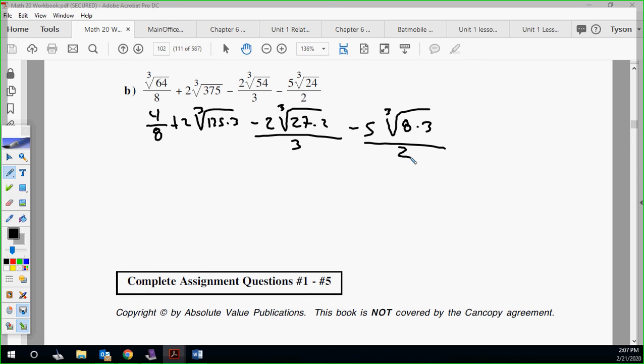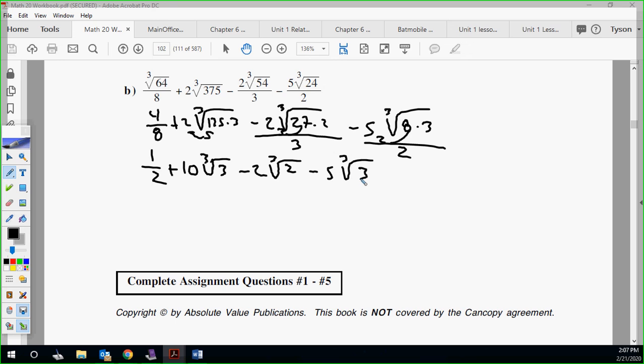So this comes out, 125 cube root is 5, so 5 times 2 is 10. I'm going to write the 4 over 8 as 1/2, if that's okay. So this comes out as a 5, so we get plus 10 cube root 3. So this 27 comes out as a 3, which makes negative 6 divided by 3 for negative 2 cube root 2. This right here comes out as a 2, which negative 5 times 2 is negative 10 over 2, which is negative 5.